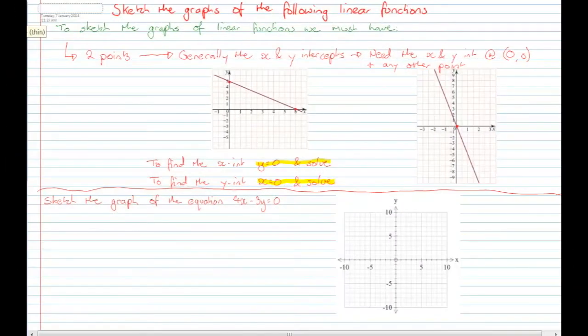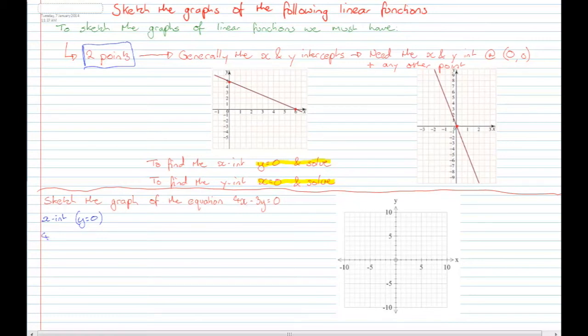Check it out. Alright, so this question says sketch the graph of the equation 4x minus 3y equals 0. Alright, like always, what we need to do to sketch a graph of a linear equation is we need 2 points. Now once again, these are generally the x and y-intercepts, so let's first of all see if they've got separate x and y-intercepts. So let's find the x-intercept first by making y equals 0. Alright, so substituting y equals 0 now into the equation.